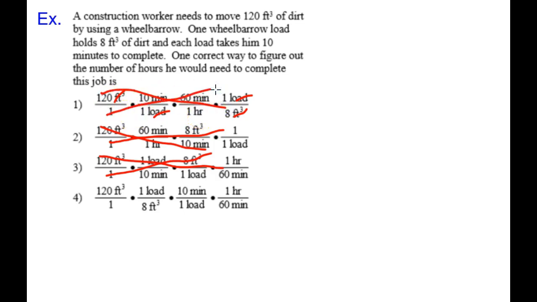Now let's check number 4 to make sure it works. Feet cubed and feet cubed cancel out. The load and the load cancel out. Minutes and minutes are going to cancel out. So the only unit we're left with is hours, which is what we want in the end. So number 4 would be the correct answer.